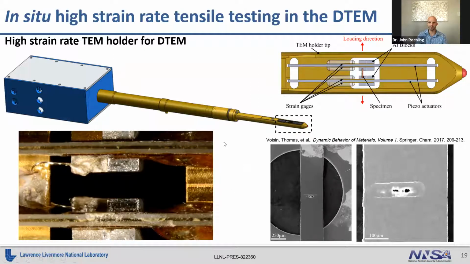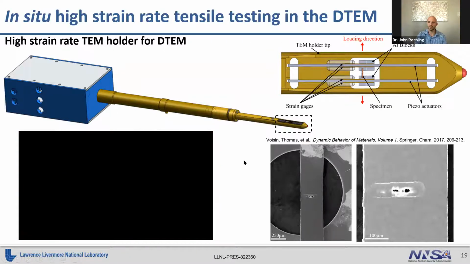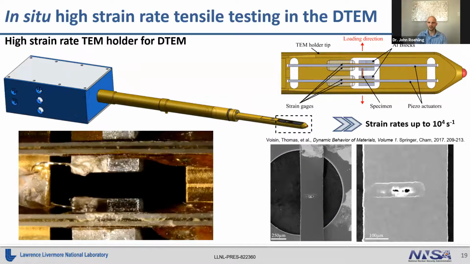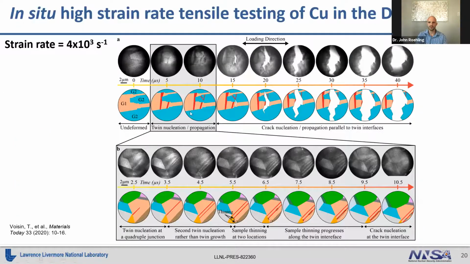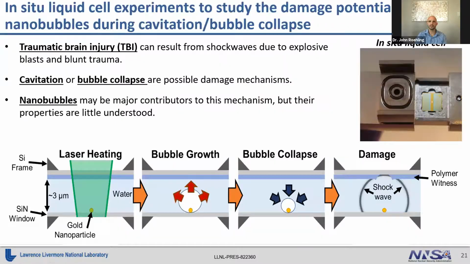And we were able to look at the dynamics of fracture at very high strain rates, up to 10 to the 4. So here we have some movies of the dynamics of twin formation, as well as the nucleation site of the formation of a crack, how they relate to where twins form. And we are also able to look at the formation of twins and the deformation of some nearby grains.